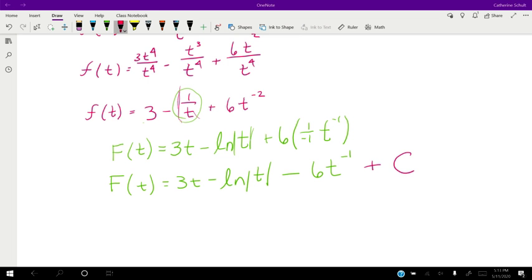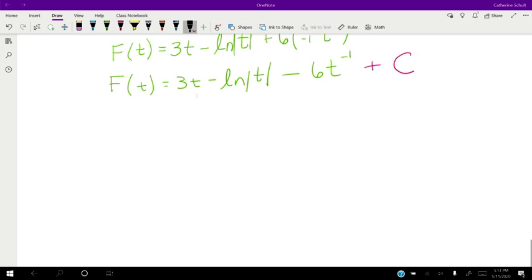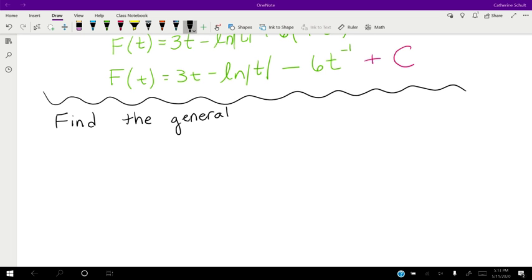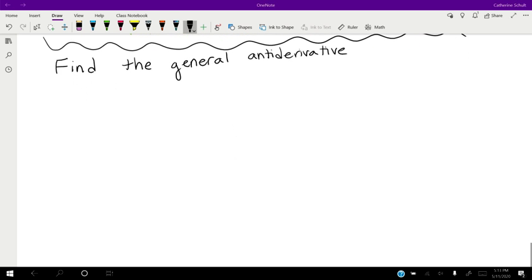All right, so let's try some examples on your own. I'm going to give you 3 functions, and you're going to find the general antiderivative. After you have the functions, go ahead and push pause, and we'll see how you do.